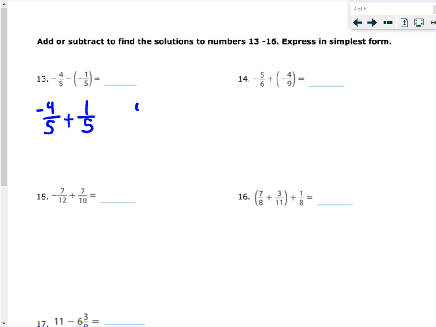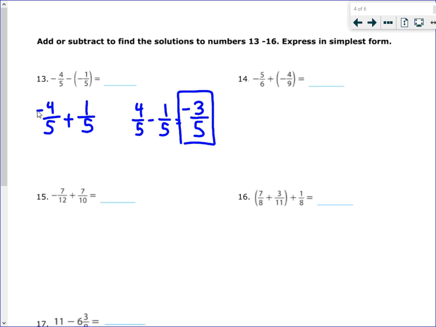So 4/5 minus 1/5. Remember, when you're subtracting, you need to have a common denominator, and then you just subtract the numerator. So here we have 3/5. And like I said, since negative 4/5 has a greater absolute value, our answer is going to be negative. So negative 3/5 is our final answer for that one.